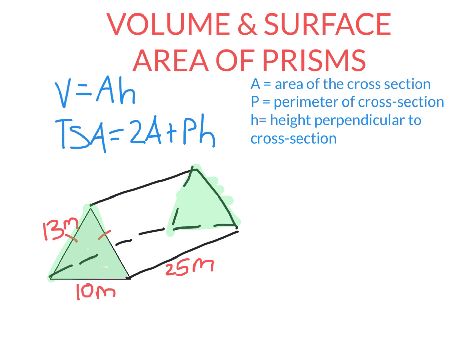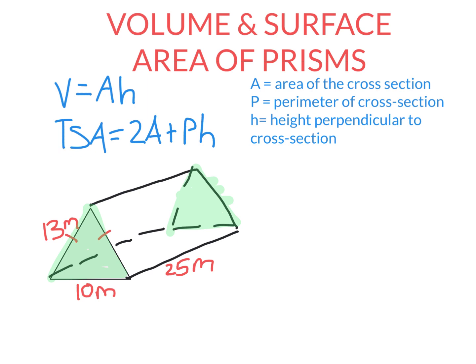So a prism is just a shape repeated at the front or back or top and bottom with a whole heap of rectangles around it. So this here is a triangular prism because its cross-section is a triangle. So for any prism or cylinder, you can use these formulas. For volume, it's just the area of that cross-section times the perpendicular height.